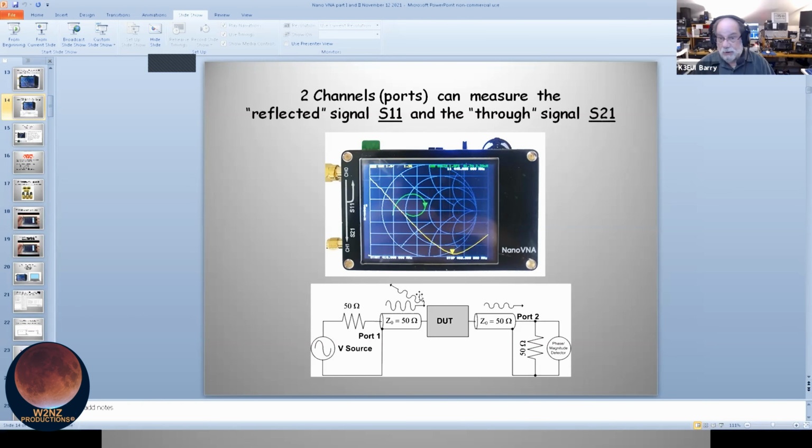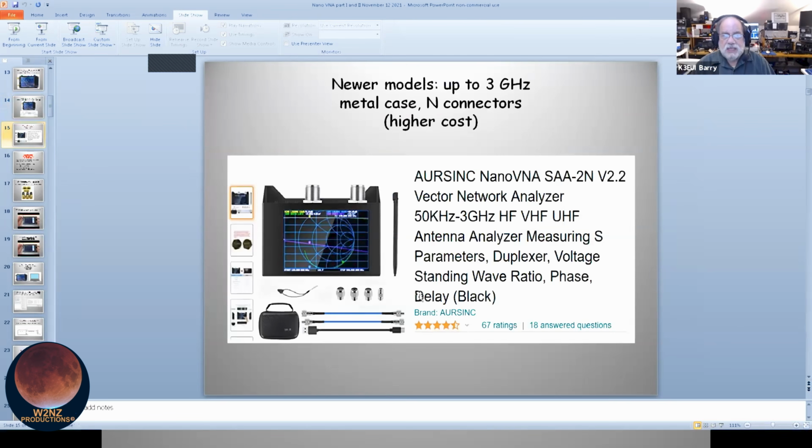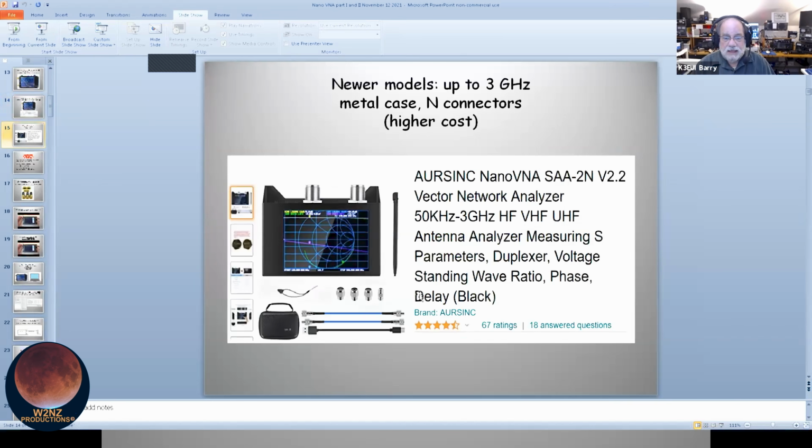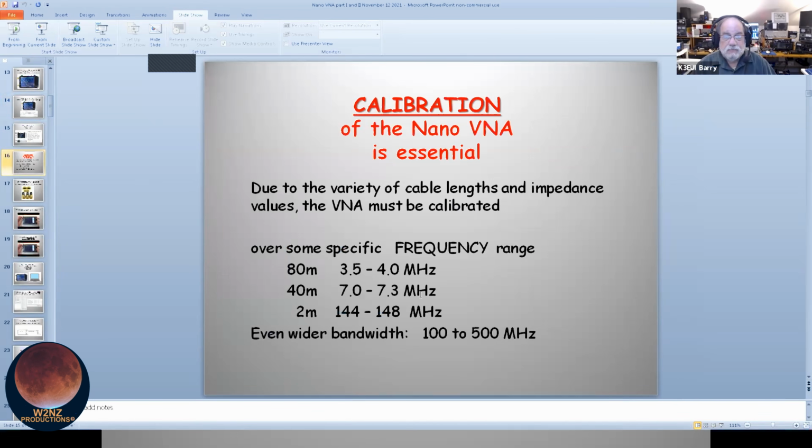It does both very well. But you learn different things about your device under test. Some of the newer ones are coming out with better cases, a little bigger displays, a little more memory, and N connectors. The connectors, I think, are the weak link on one of these because they're just small. And as you attach cables to them, you're likely to eventually break them off. So I think this one was something of the order of $100, $130, still very inexpensive.